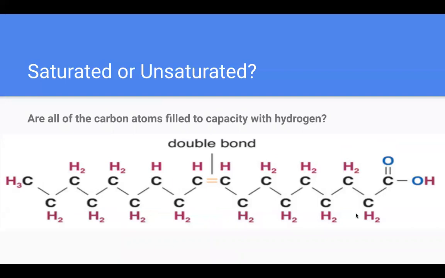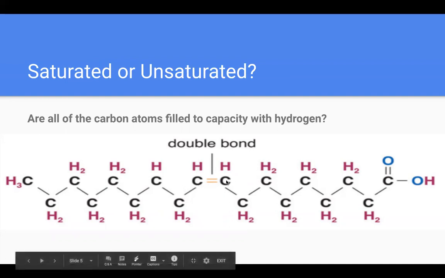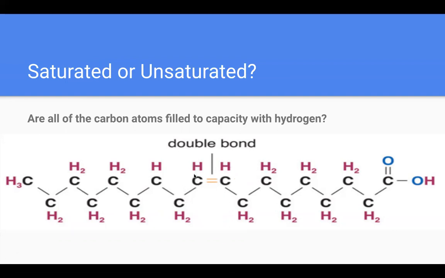Now, looking at this one and asking the same question, the answer would be no. These are not all filled to capacity with hydrogen. In this case here, we see that this carbon and this carbon, they're attached to one hydrogen atom. However, they're also bonded to each other. There's a bond between these two carbon atoms. So because of this, this particular fatty acid, which is oleic acid, is going to be unsaturated because it is not saturated with hydrogen atoms.